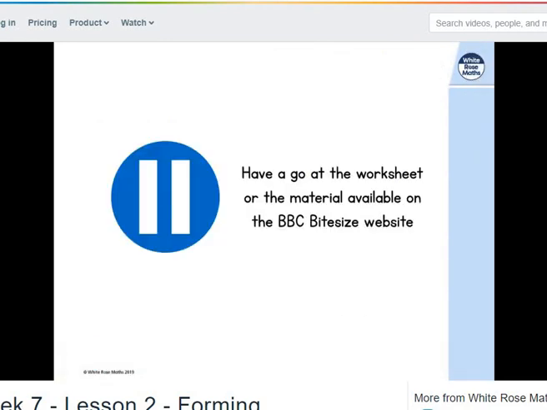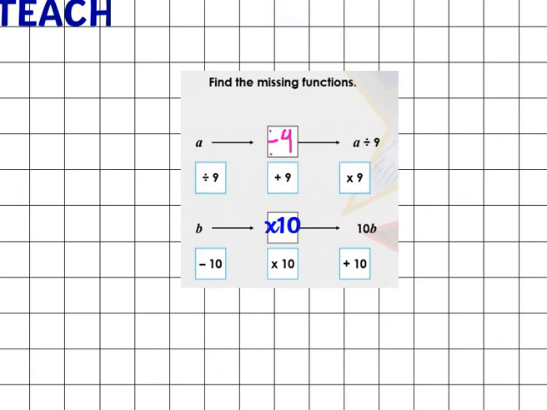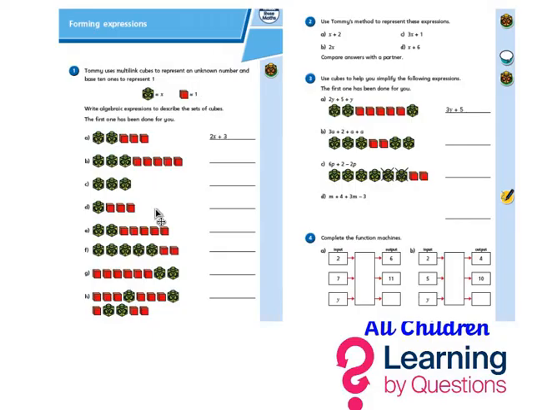Okay, have a go at the worksheet you've been sent. And also, these are all the questions here that you can have a go at. So you're using pictorials here to see. So the green block equals x and the red square equals 1. Write some expressions here. And also don't forget to have a go at the learning by questions.